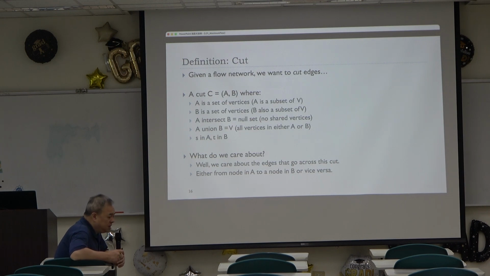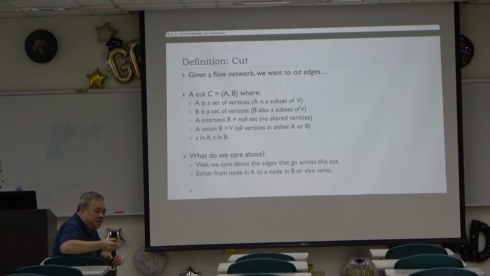Okay? So once you partition the nodes into two subsets, you can observe the flow coming in and getting out of these two sets. Okay, you will find something very interesting.